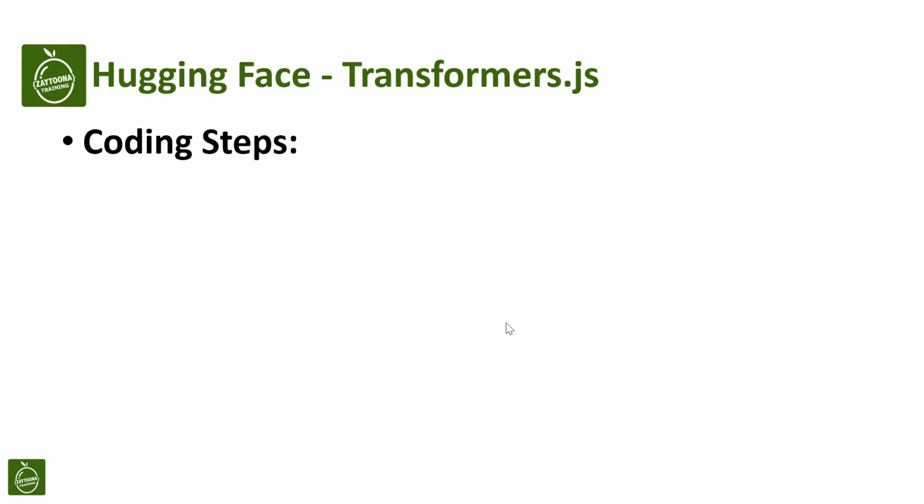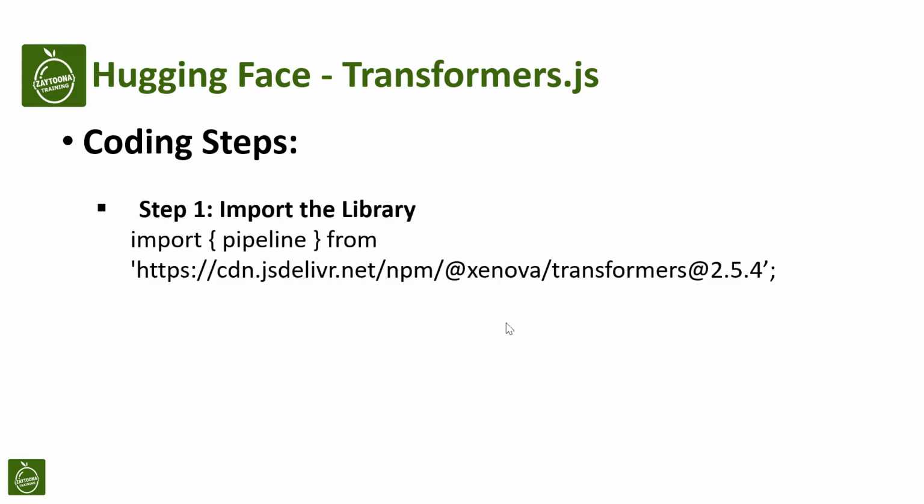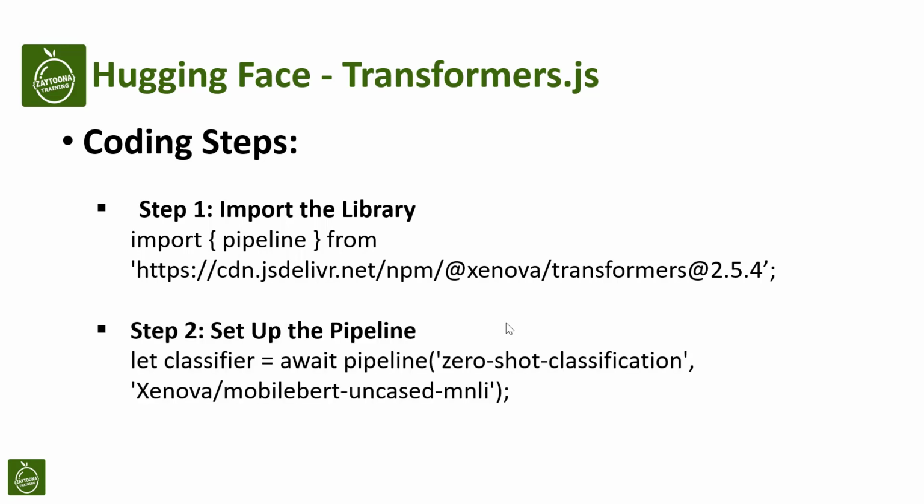Let's dive into how we can utilize zero-shot classification using the Transformers.js library. The steps are straightforward and they closely resemble our earlier approach for sentiment analysis. First, as we always do, we begin by importing our essential library. Next, we establish our pipeline. However, this time, instead of sentiment analysis, we specify zero-shot classification as our task. We are also pointing our pipeline to a specific model, which is optimized for zero-shot classification.